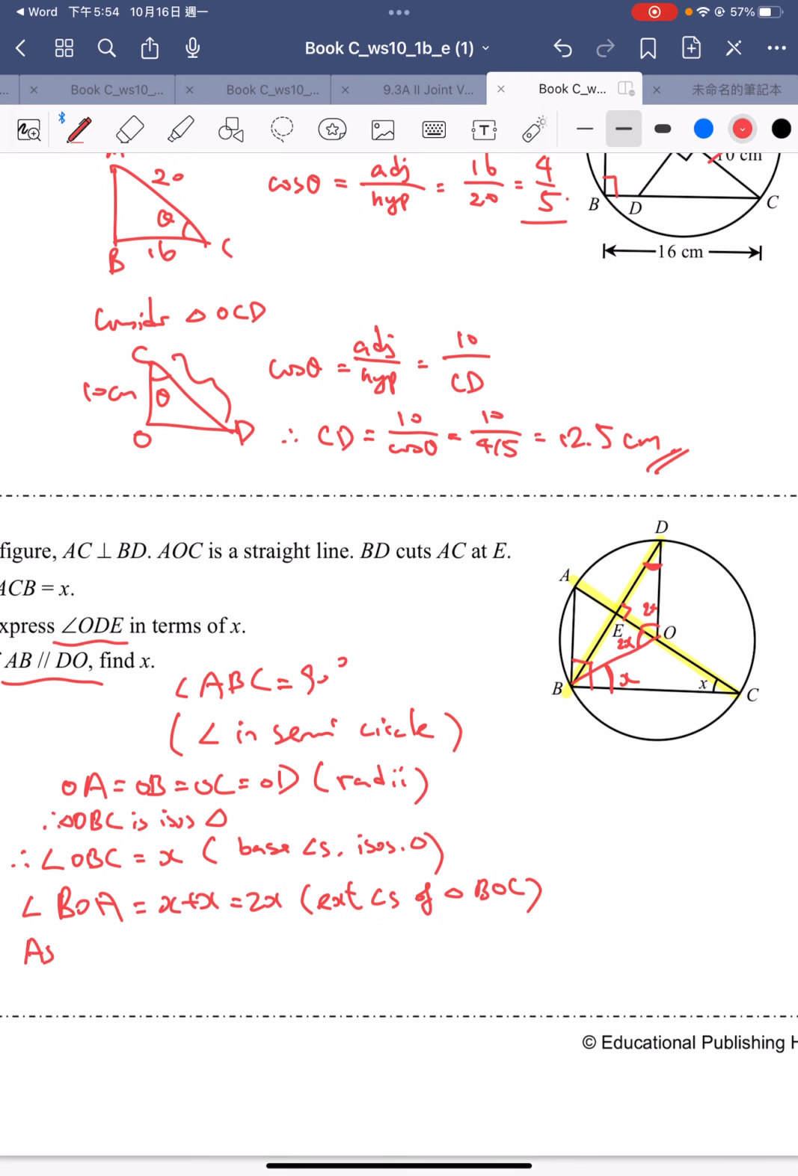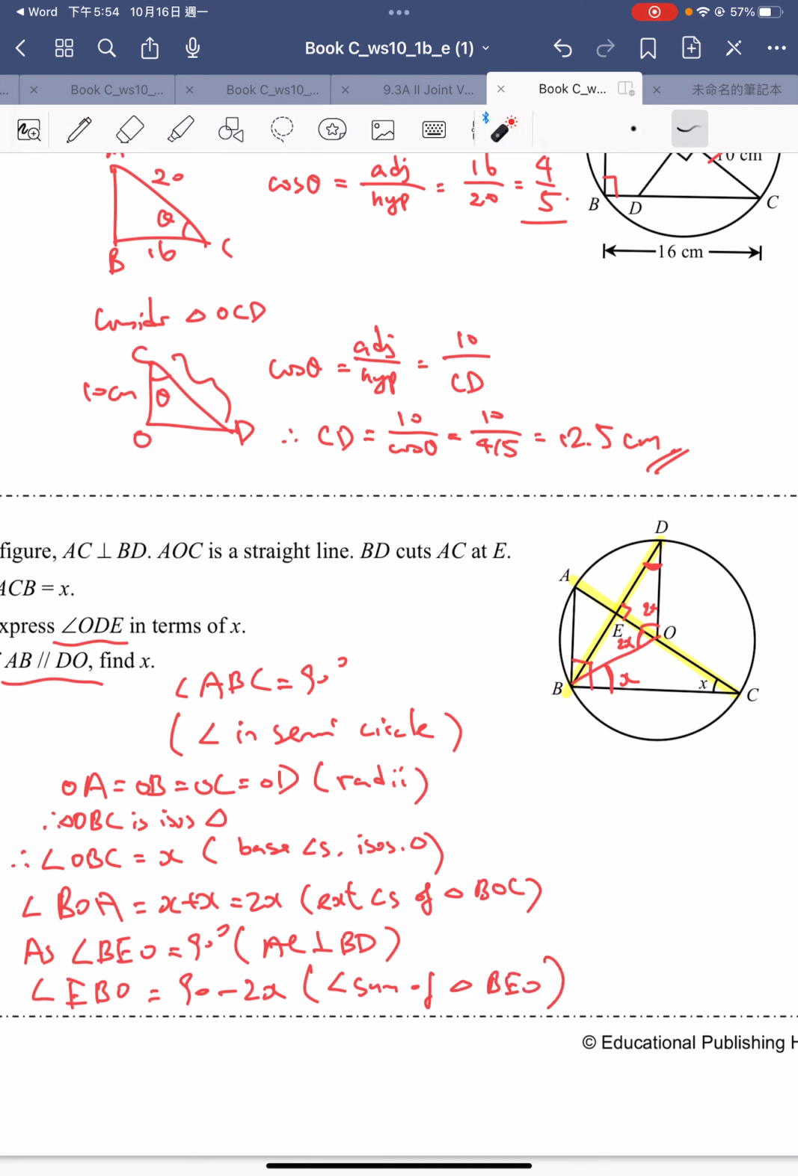So as the angle BEO is equal to 90 degrees. The reason for that is AC perpendicular to BD. So now we can say that the angle EBO is going to be equal to 90 minus 2x. This one will give you just 90 minus 2x in terms of x. The reason for that is the angle sum of triangle BEO. So if you look carefully, this is the right angle triangle. So 180 minus 90 give you 90, minus this 2x will give you the angle here.